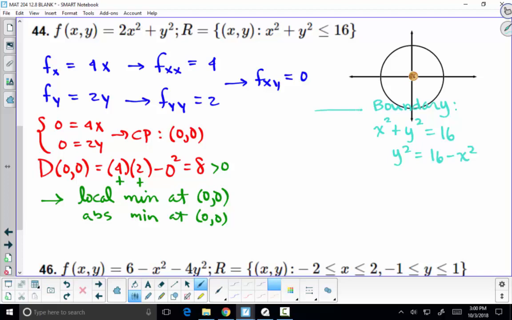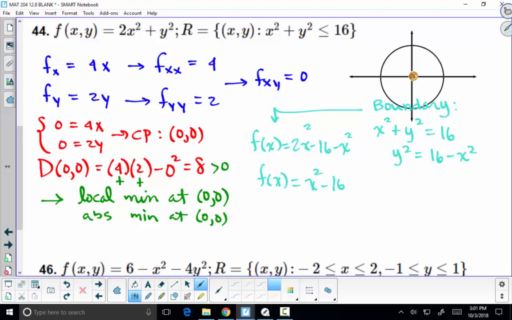So on the boundary, we have f of x, because we're turning all the y's in the equation into 16 minus x squared. We're changing them. We're turning everything into x's. So the boundary z values are now given by that expression right there. So this one variable expression is now calculating the z values along the boundary.